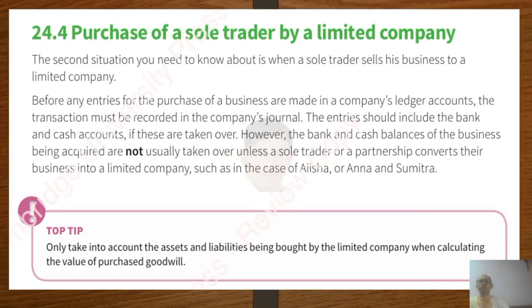Purchase of a sole trader by a limited company. The second situation you may need to know about is when a sole trader sells his business to a company. Before any entries for the purchase of the business are made in the company's ledger accounts, the transaction must be recorded in the company's journal. The entries should include the bank and cash accounts if these are taken over. However, the bank and cash balances of the business being acquired are not usually taken over, unless a sole trader or partnership converts their business into a limited company. Only take into account the assets and liabilities being bought by the limited company when calculating the value of purchase goodwill.